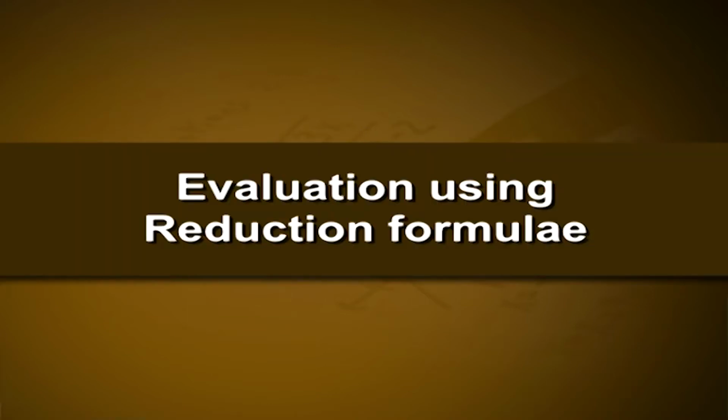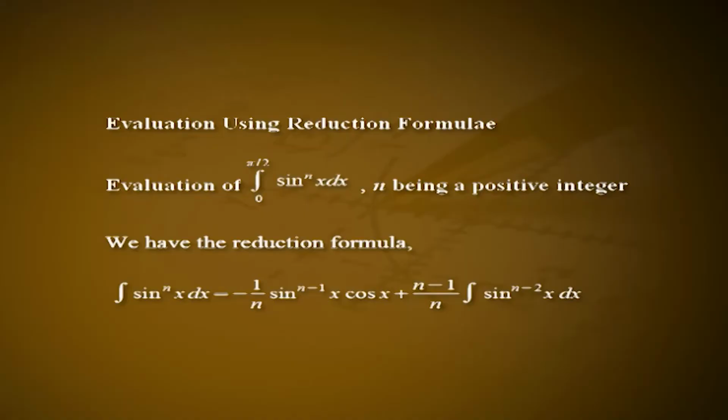Evaluation using reduction formula. Evaluation of integral from 0 to pi by 2 of sin raised to n x dx, n being a positive integer. We have the reduction formula: integral of sin raised to n x dx is equal to minus 1 by n sin raised to n minus 1 x cos x plus n minus 1 by n integral of sin raised to n minus 2 x dx. Let I n denote the definite integral from 0 to pi by 2 of sin raised to n x dx.